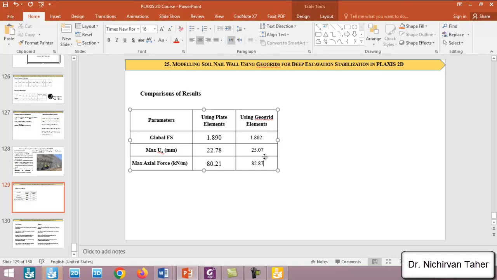As we can see in here, the lateral displacement is a little bit high, but the difference is very small, and also the maximum axial force is a little bit higher than axial force modeling using plate element. This is because in modeling soil nail using geogrid, there is no bending moment. So that's why the axial force is a little bit higher.